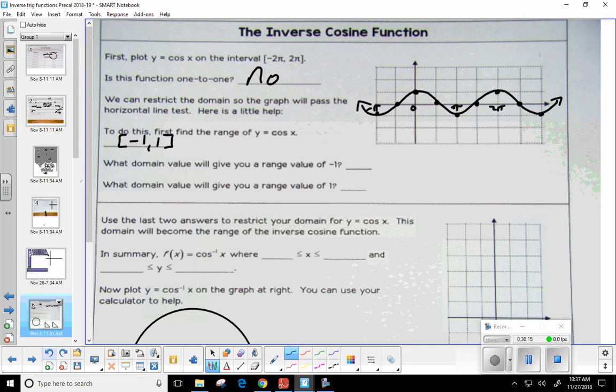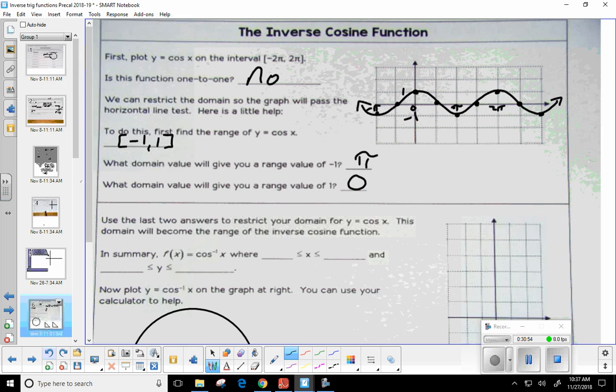Now, these are the same two questions we asked ourselves yesterday when dealing with sine. What domain value, or x value, will give you a range value of -1? Let's go positive on this one. What's the first positive value that gives me -1? Yeah, it's pi. It's right here. What domain value, which x, will give you a y value of 1? 0. As soon as we start out at the origin, you already have that positive 1 right there.